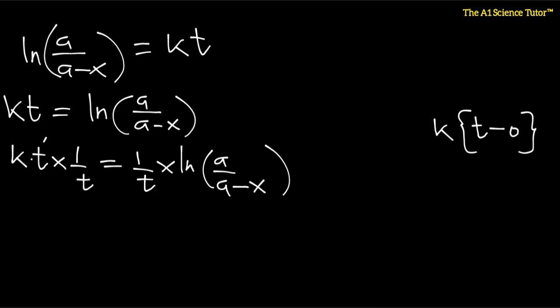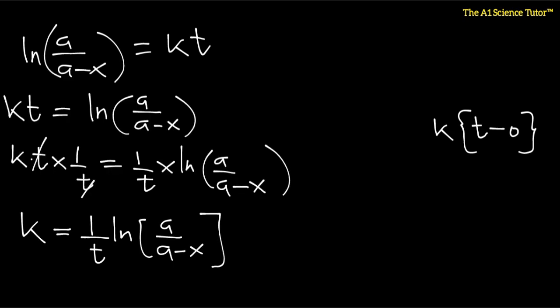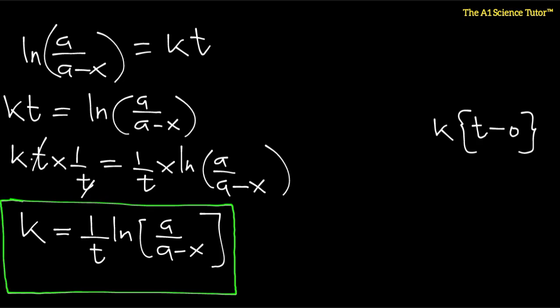Now, this cancels this on the left hand, so we just have k here. And on this other side, you're going to have 1 over t. So this is ln, and you have a divided by a minus x. So this is basically how this stuff was derived. K is equal to 1 divided by t multiplied by the natural logarithm of a divided by a minus x.